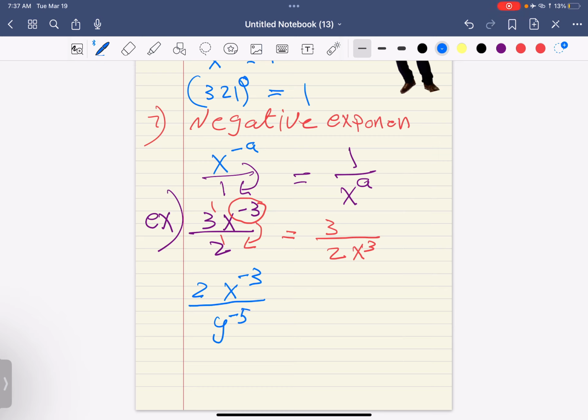All right. So x here had a negative exponent, so it is going to go down here. The y had a negative exponent, so it is going to go up here. So that's going to be 2, y is negative so it goes on the top, 5, x is negative so it goes on the bottom, 3. So that's my final answer.